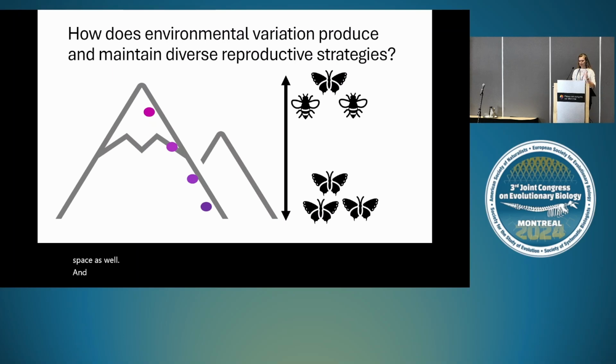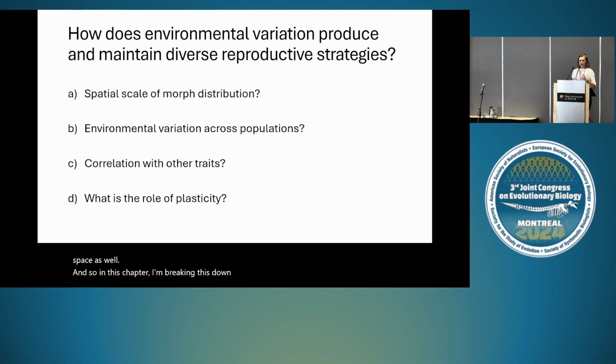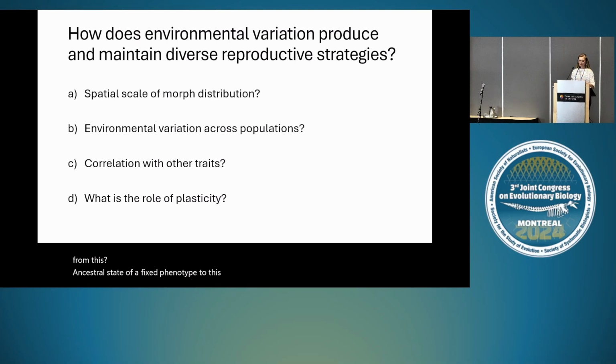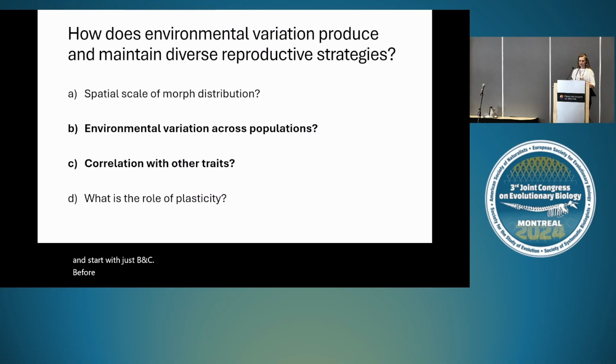And so in this chapter, I'm breaking this down into 4 smaller components. First of all, what is the spatial distribution of the morph frequency across space? How does environmental variation play a role in this particular polymorphism? Is there a correlation with other floral traits that might be important for understanding this transition? And also, what is the role of plasticity, particularly where we get from this ancestral state of a fixed phenotype to this new plastic multi-ovulate state? But we'll go ahead and start with just B and C before we get into A and D.